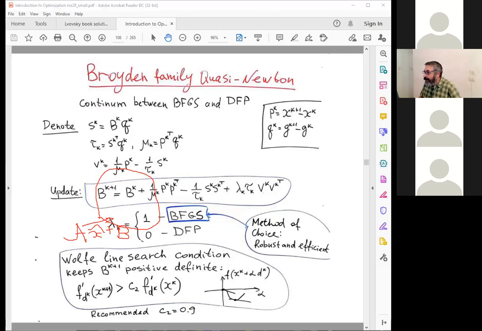Annotate and clear all drawings. Okay, I'm going to stop annotation. Yes, I am with you.